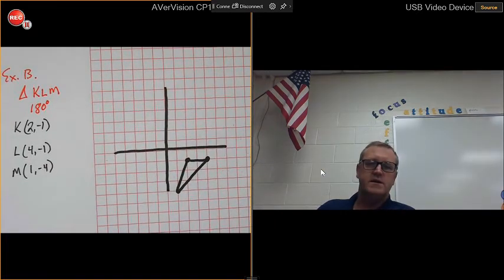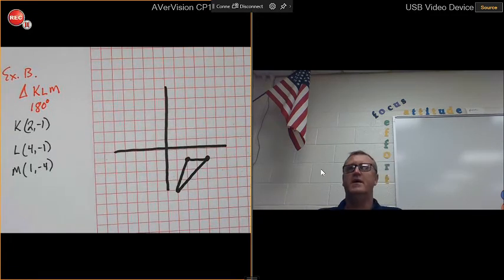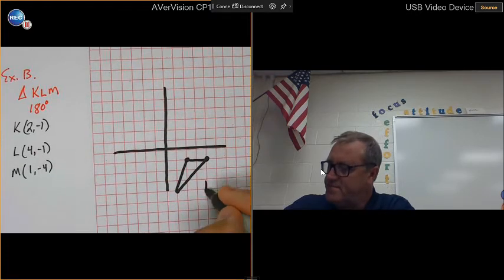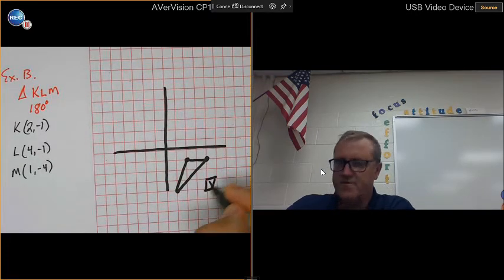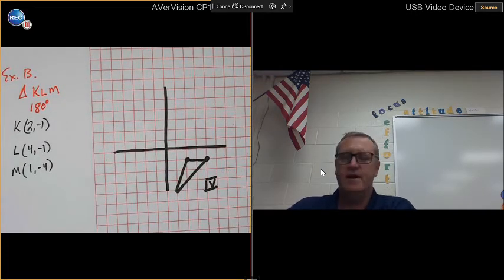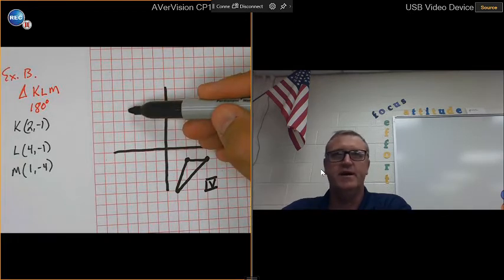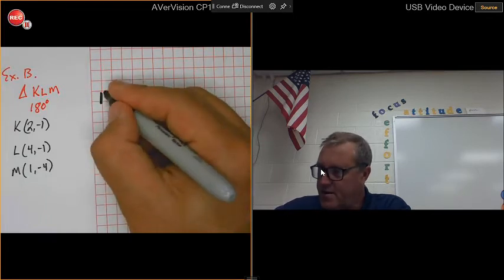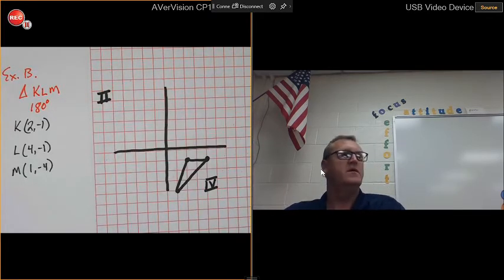Okay, so there is KLM. Now, what quadrant is that in? You guys remember that? That's right, it's in quadrant 4. If I'm going to rotate 180 degrees, I should have an idea. I'm going to end up here, halfway around, which would be in quadrant 2.